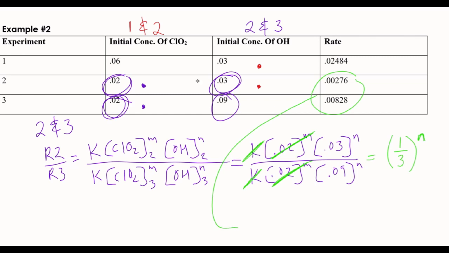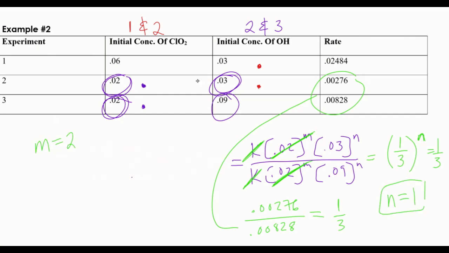Then we're going to take rate 2 divided by rate 3. And that's going to give us 1/3 as well. So that means that this N must be equal to 1. All right, so that means M is equal to 2, N is equal to 1, and our overall order for this reaction, remember to add them up, is 3.